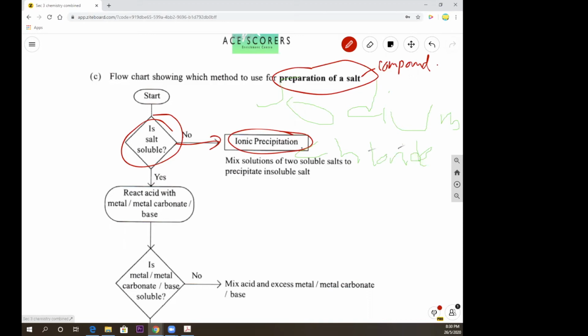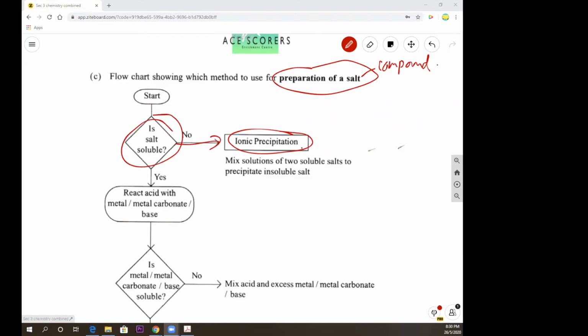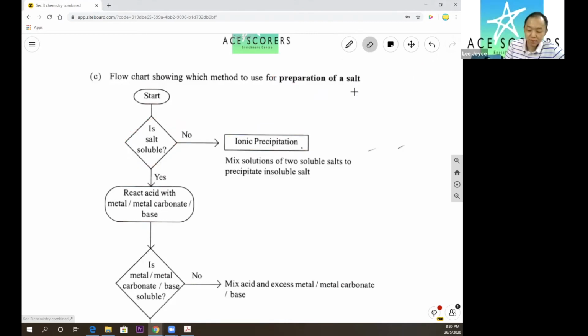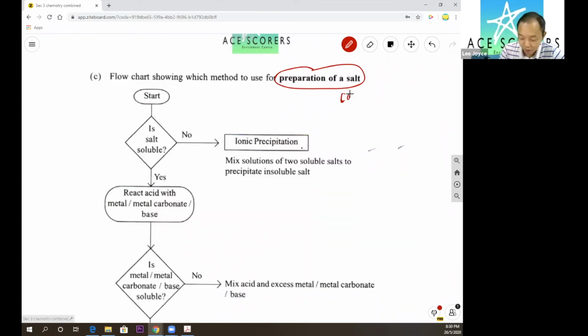Hey, can you repeat what you just said? Glitch again. Now I need to remove my red color. Okay, this part is for salt preparation. What is the meaning of salt? It's not just sodium chloride, it's a compound.